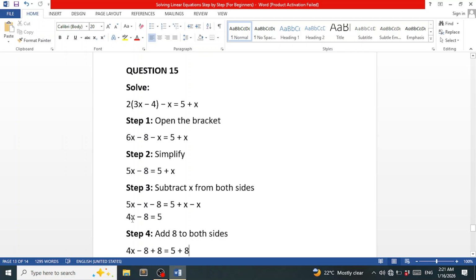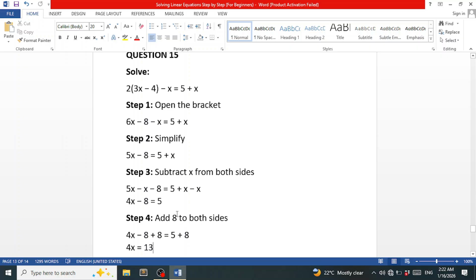So from here, we're gonna go for step 4, because we still have another way to go. Since here it is minus 8, many students fail here because of these operations. Since there is minus 8 and it's gonna cross the equal sign, it's gonna become positive. That means you're gonna see here plus 8 after the equal sign. This is step 4, add 8 to both sides, so that it's gonna be removed from left to right.